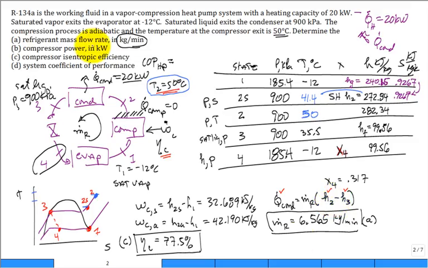What is the compressor power? So W dot in the compressor is the mass flow rate of the refrigerant times enthalpy 2 minus enthalpy 1. That look good? So the power to run the compressor turns out to be 4.62 kilowatts.